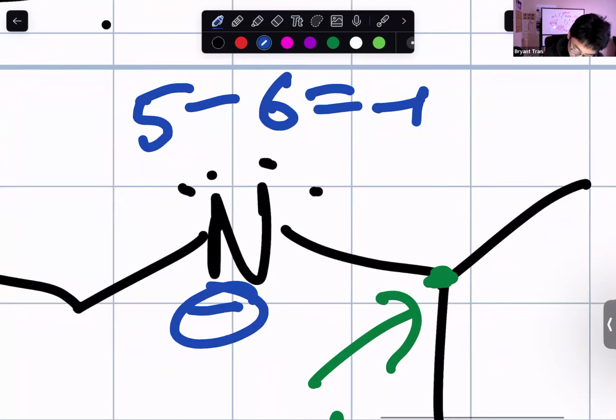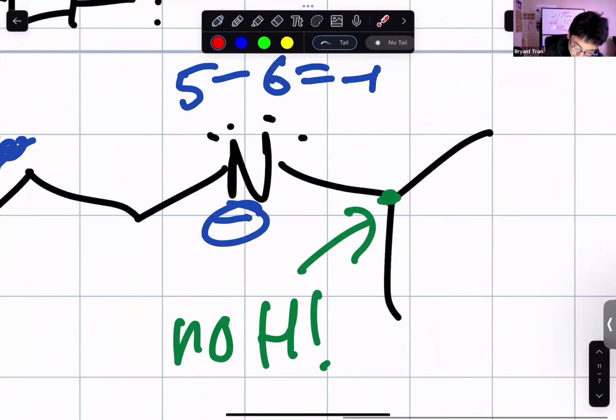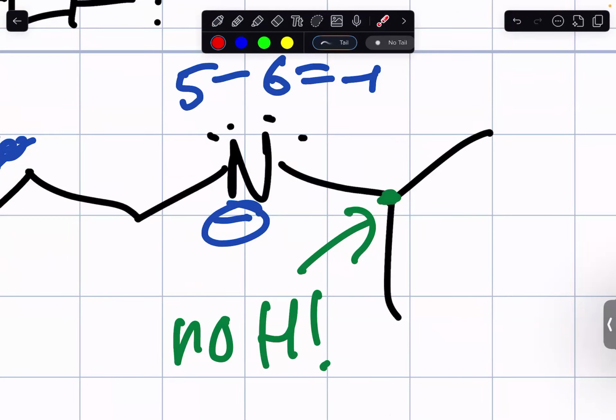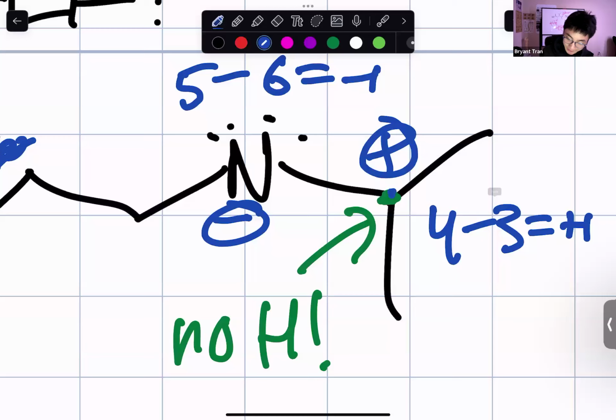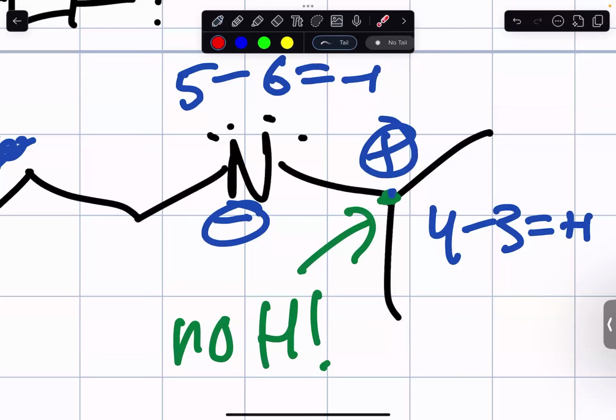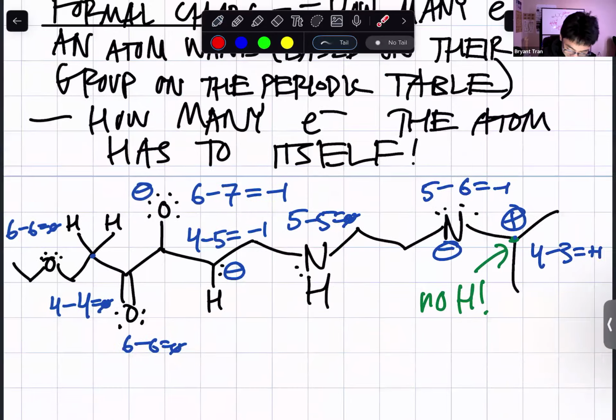Nice. Now last one here. This carbon here has no hydrogens. There's no invisible hydrogen on this carbon. So +1 charge. Yes. 4 minus 3, +1 charge. And there's a specific name for this carbon with a positive charge. Carbocation. Yes. You got it.